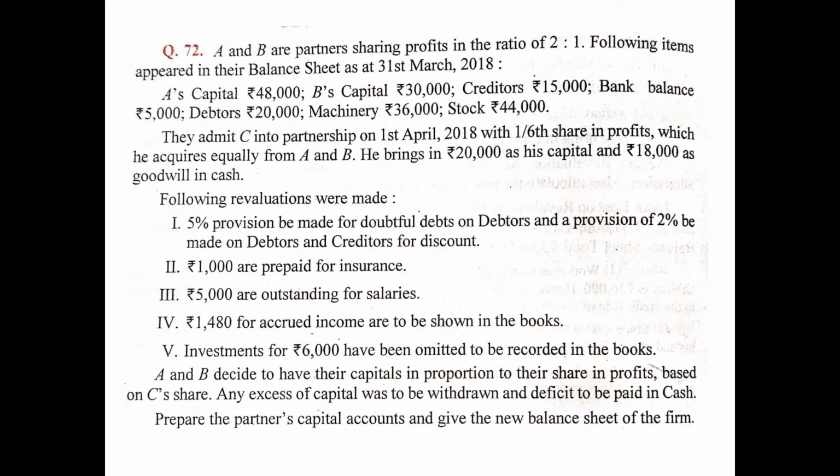The items are given to you, so it is advisable to redraft a proper balance sheet so as to see whether the liability side and asset side are tallying or not. If they are tallying, well and good. If they are not tallying, then you have to see which side is falling short, and we have to regard it as the balancing figure. So A's capital is 48,000, B's capital 30,000, creditors 15,000, bank balance 5,000, debtors 20,000, machinery 36,000, and stock 44,000.